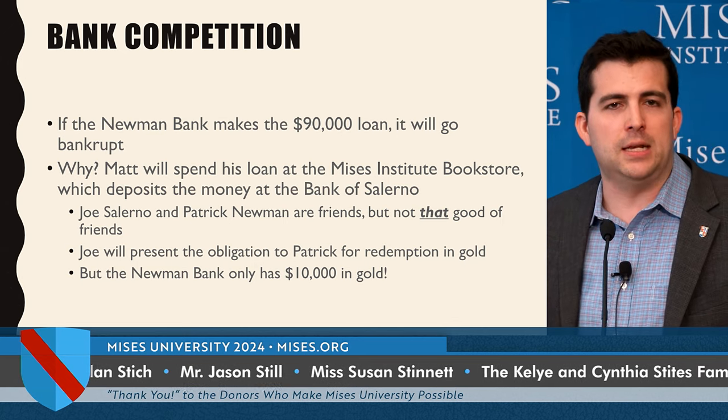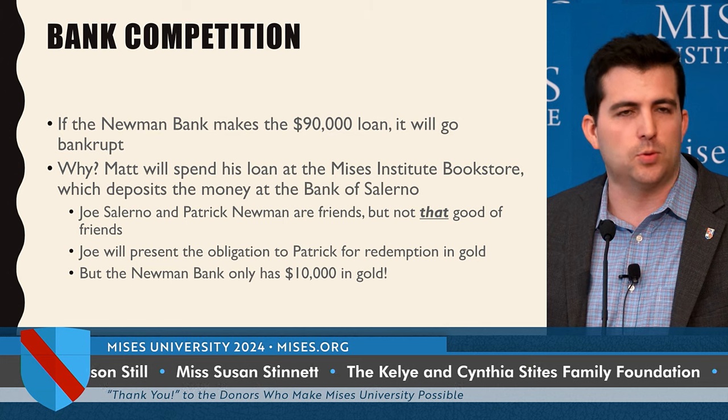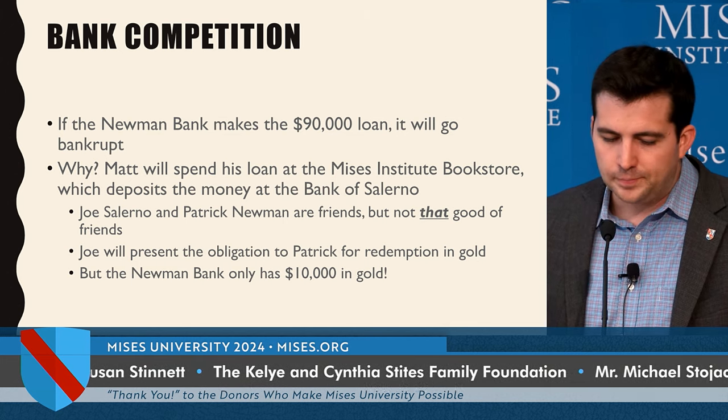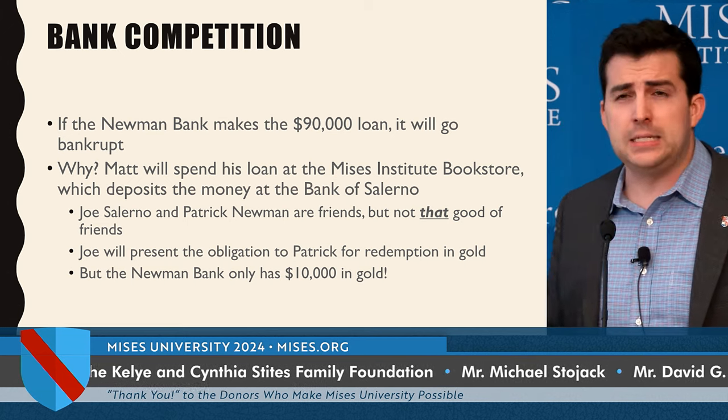This is going to be a huge scandal. Everyone's going to be shocked. They say, well, how could this happen to the Newman Bank? It's the most trustworthy bank. It's going to be a big scandal and all of that. So from this simple example, we can see that if a bank increases its loans more than the supply of reserves, it's going to go bankrupt, all right?